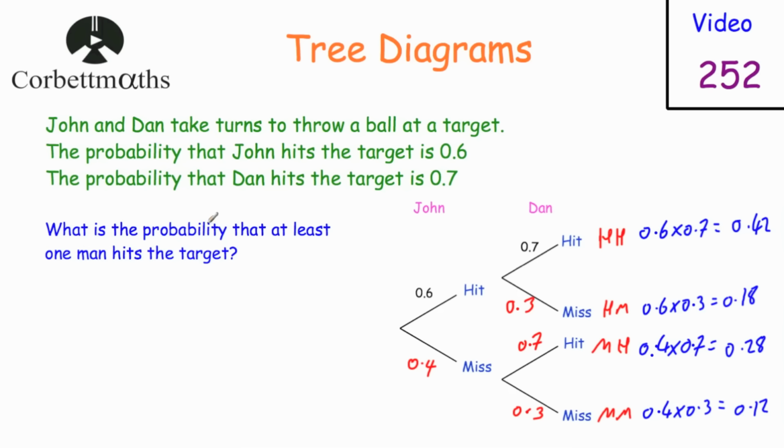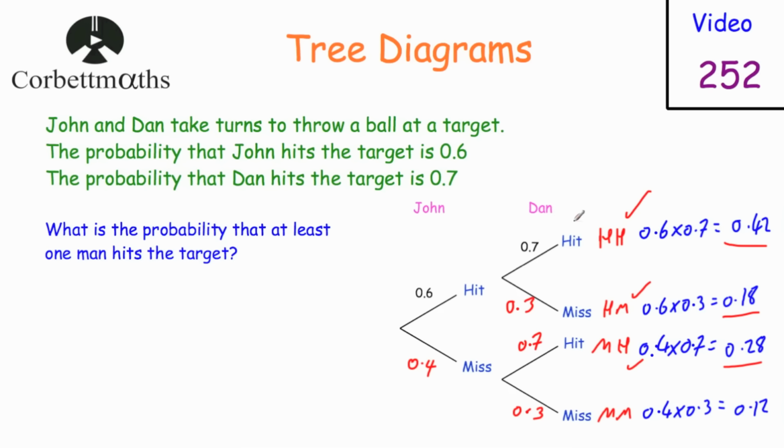So our question says, what is the probability that at least one man hits the target? At least one man hits the target means either one of them could hit it or both of them could hit it. So hit hit, that would work. Hit miss, yep, one of them's hitting the target, that would work. Miss hit, yep, one of them's hitting it, that would work. But miss miss wouldn't work.